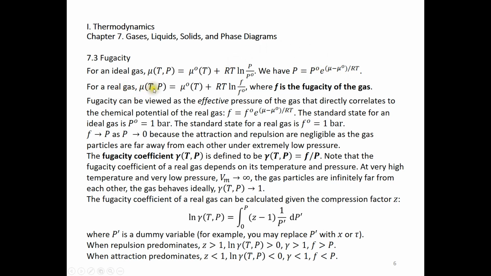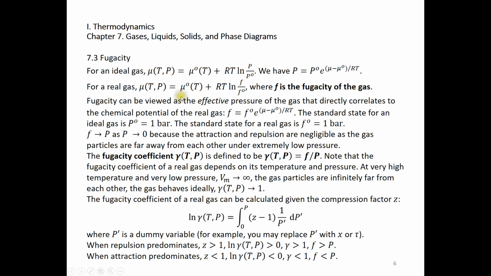For a real gas, we have a very similar equation, except every occurrence of pressure should be replaced with fugacity. Fugacity is denoted by F. But what is the fugacity of a real gas? Fugacity may be viewed as the effective pressure of the real gas that directly correlates to the chemical potential of the real gas. And why do we need this effective pressure?